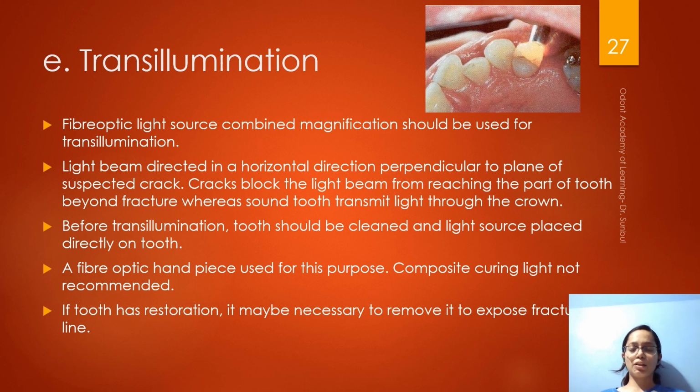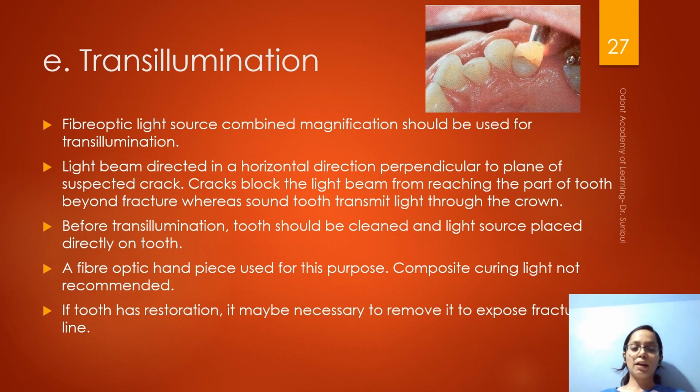Another method of checking for cracked tooth syndrome is trans illumination. Okay, a fiber optic light has to be used along with magnification by using loops to check for this. We'll have to clean the surface of the tooth. We'll take a fiber optic light and we'll touch the surface of the tooth, and if there is no fracture, then the light will pass through the surface of the tooth. But if there's a fracture line, as you can see in the picture, the light will be obscured from going forward. Okay, composite curing lights are not recommended.